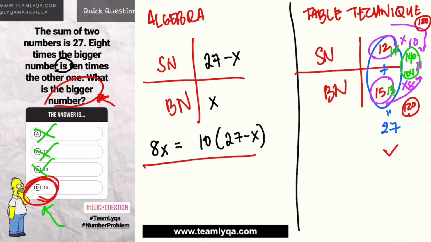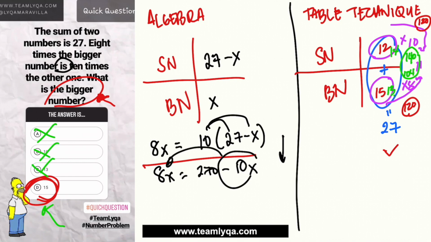Now, kung isa-solve natin down, again, ito, let's see if tama pa rin or pareho pa rin lalabas. 8x is equal to, distribute natin to, 10 times 27 is 270 minus 10x. Now, para maging positive yung x, ililipat natin to sa kabila. Okay, so this will be 8x plus 10x is equal to 270. So, we have 18x is equal to 270. And para makancel yan, i-divide ko ngayon both sides sa 18 para maiwan yung x.